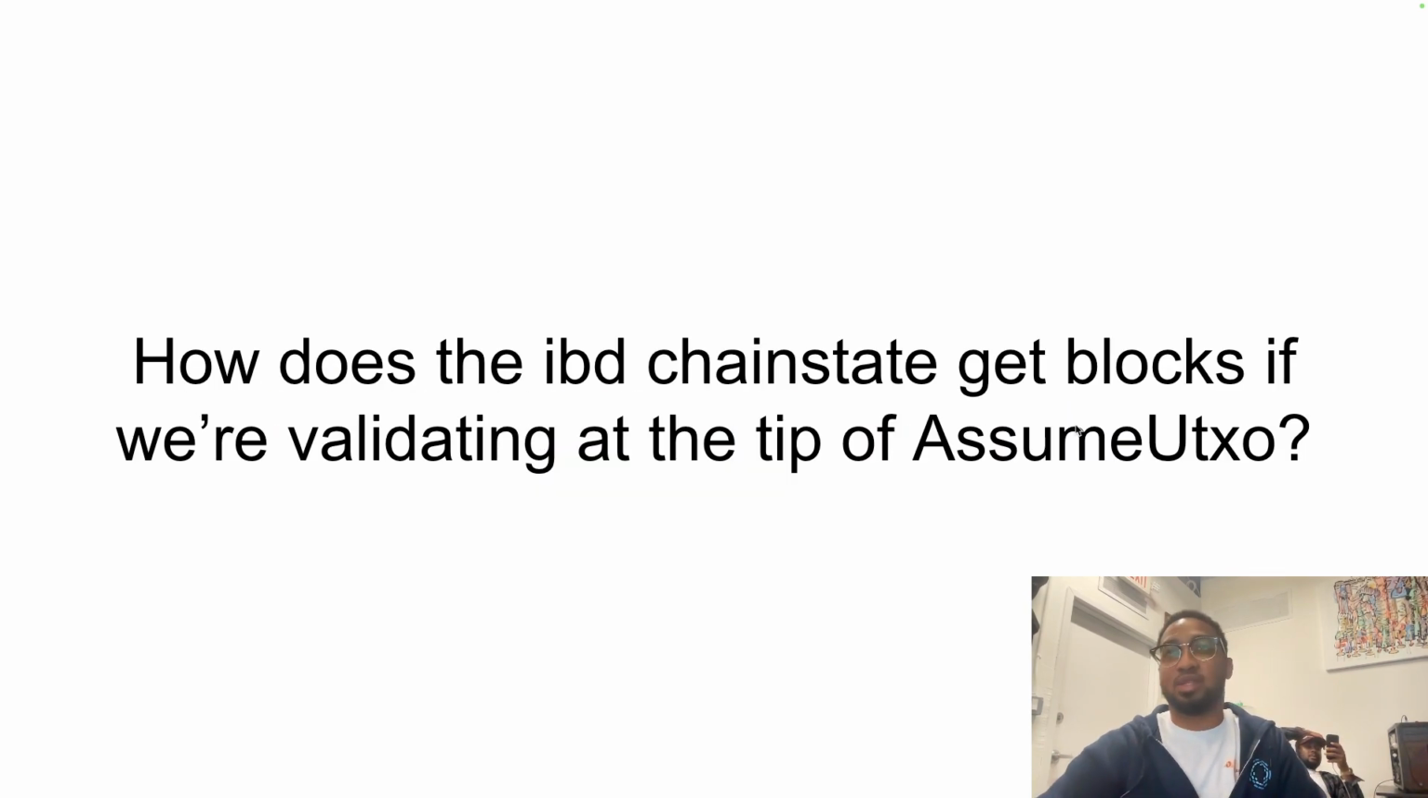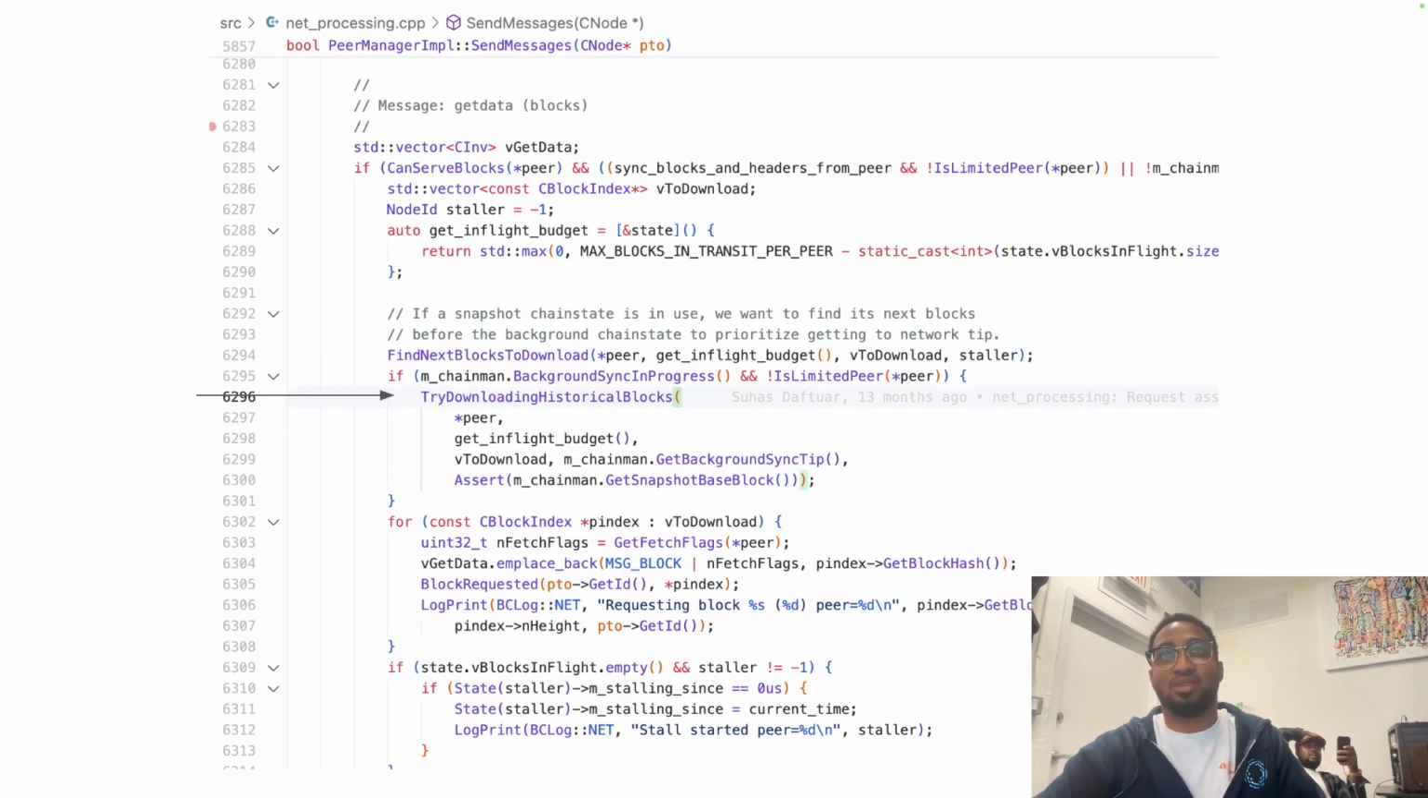Okay, so how does the IBD chain state get blocks if we're validating at the tip of AssumeUTXO? So if you started your Bitcoin Core node with AssumeUTXO at a certain snapshot, how are you getting blocks both at the tip and historically? And I just want to show in the code where this happens.